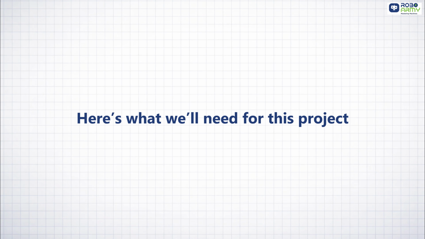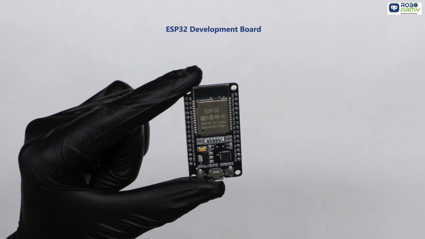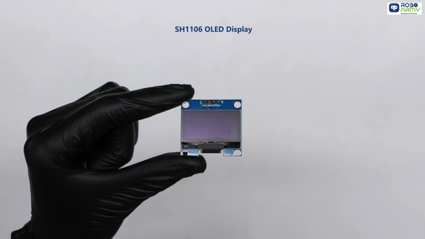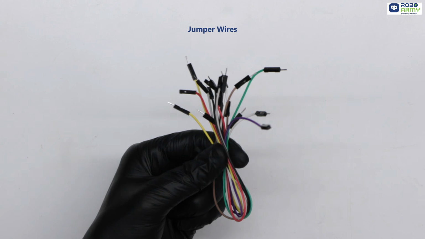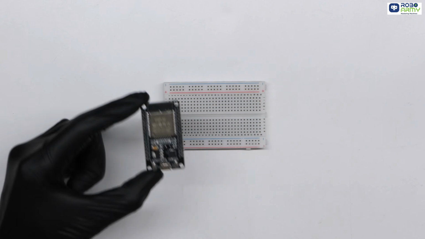Here is what we will need for this project: ESP32 development board, SH1106 OLED display, push button, buzzer, breadboard, jumper wires. Now let's start by setting up the connections.